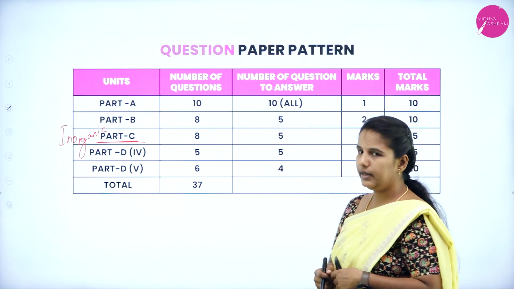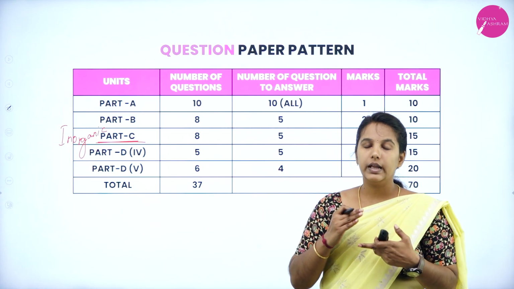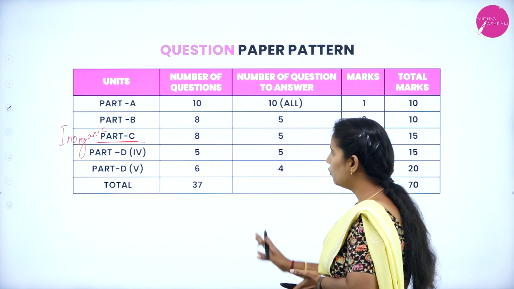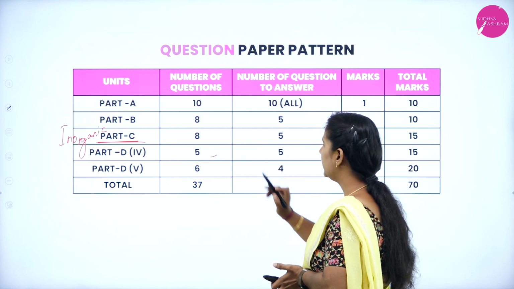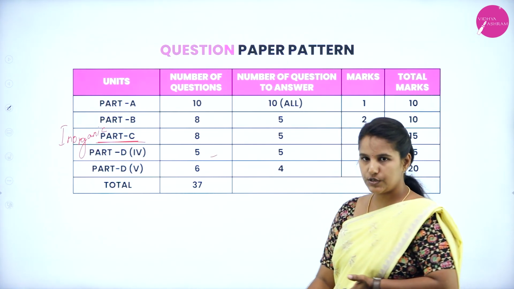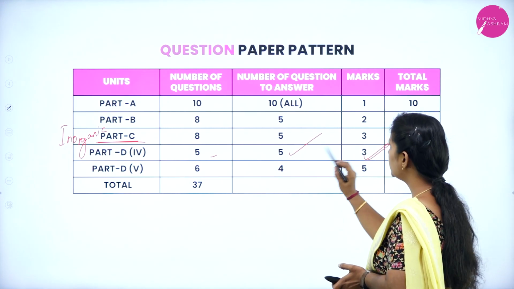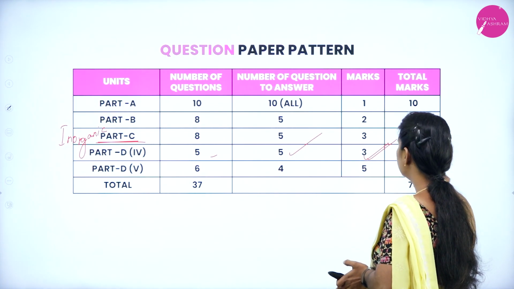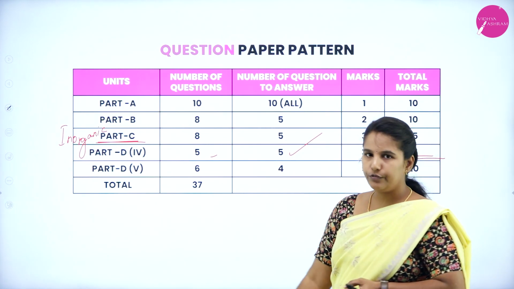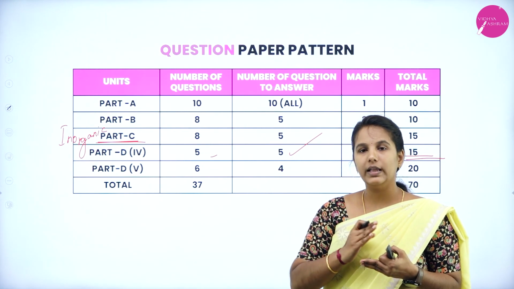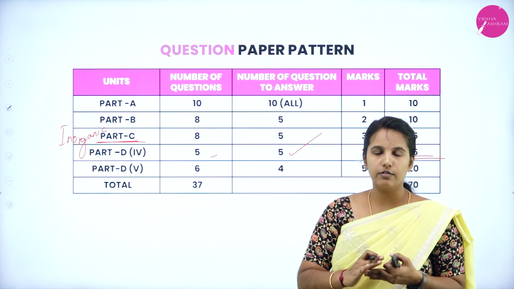Coming into part D, as I have said, in part D there will be a 4th and a 5th main. Coming into the 4th main, 5 questions will be given to you, or sometimes 8 questions can also be given to you. You need to attend only 5. Each question will carry 5 marks. So it will be 15 marks for you. Okay, so you need to attend only 3 of those 5 questions.